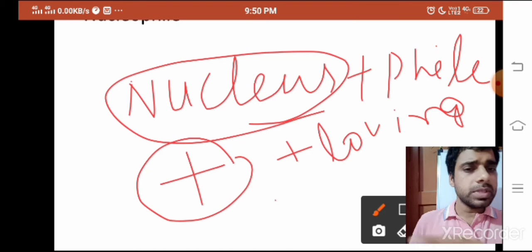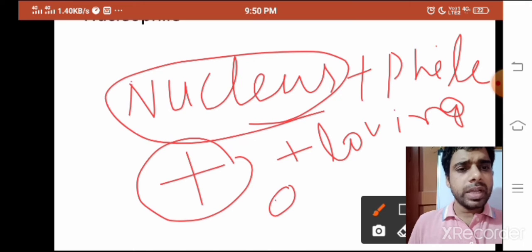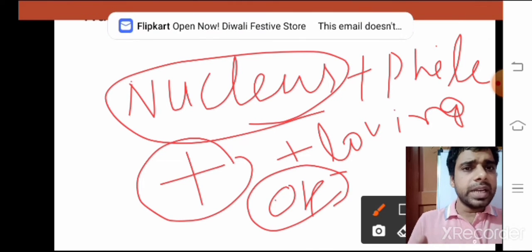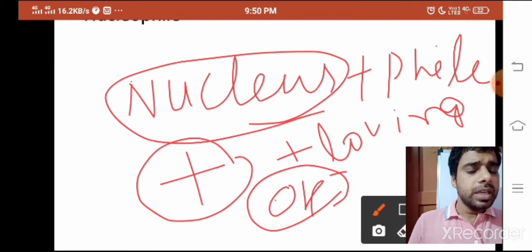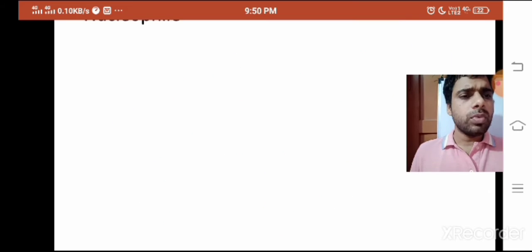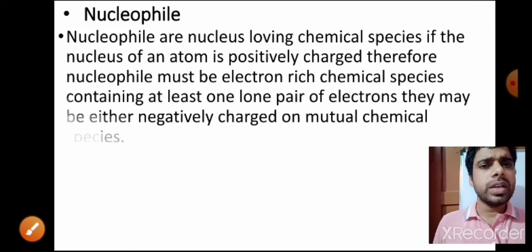Electrophile was positive charge and this one should be negative charge. Suppose I write OH negative. OH negative already has a negative charge, so it will attract positive charge. OH negative will combine with H plus and form water. So what do nucleophiles mean?